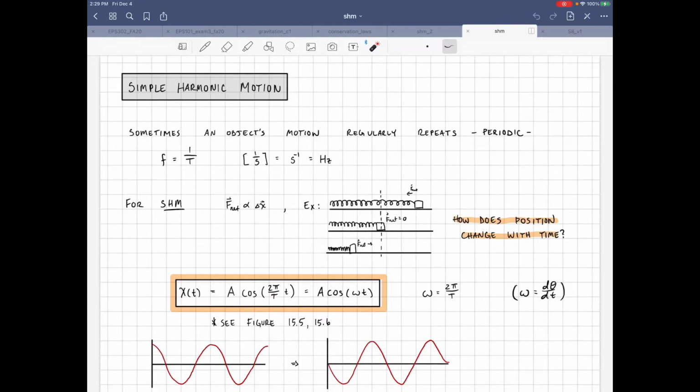All right, for the last week of class here, we are going to switch gears a little bit, and we are going to investigate something known as simple harmonic motion. And what we want to focus on are objects where the motion that the objects are displaying regularly repeats, or that is, the motion is periodic.